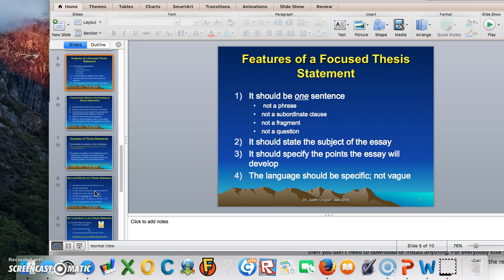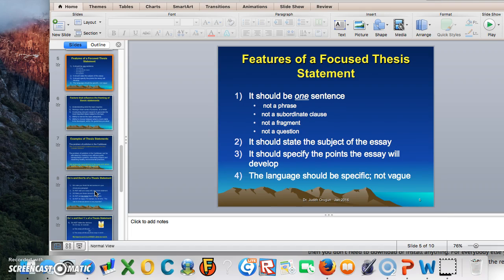What are some of the features of a focused thesis statement? It should be one sentence. I know there are all kinds of creative ways you can get around this, but I need you to work with one sentence for the purpose of this class. It should not be a phrase. It should not be a subordinate clause. It should not be a fragment. It should not be a question. It should be one sentence.